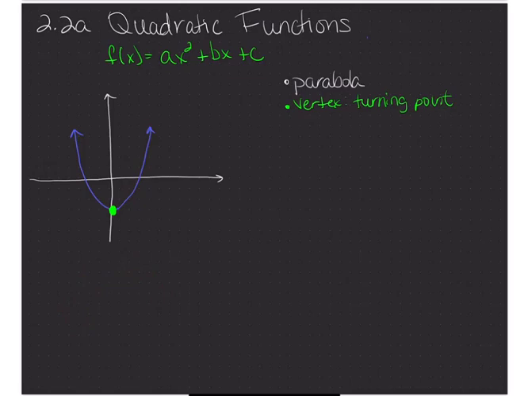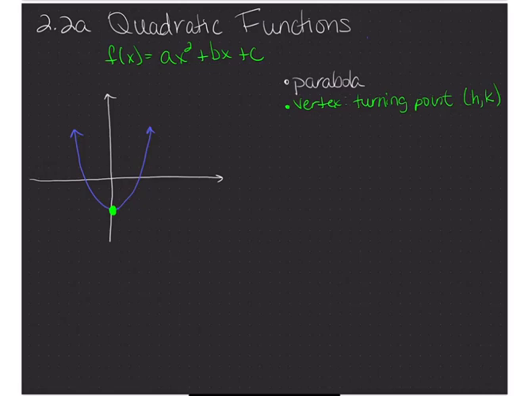And the vertex is a point that's on our graph, and a lot of times we denote it with (h, k). So if we see something written as (h, k) is (0, -3), we know that's referring to the vertex.